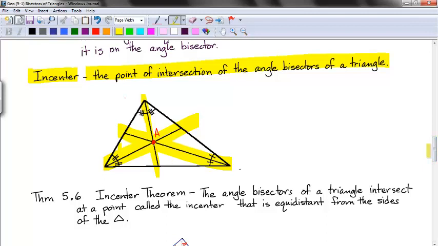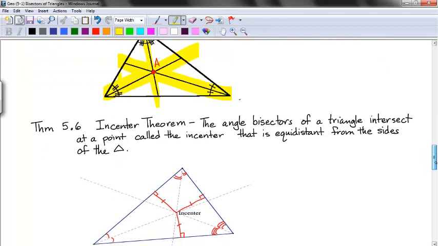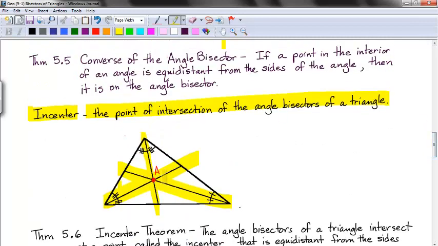Okay, then theorem 5.6, the incenter theorem. The angle bisectors of a triangle intersect at a point that's equidistant from the sides of the triangle. So it means that they all have to be equal. Now, you have to look at this. In this picture up here, these are not equal. Let me erase this one. If I look at this distance, it's not the same as this. Those are not necessarily equal.